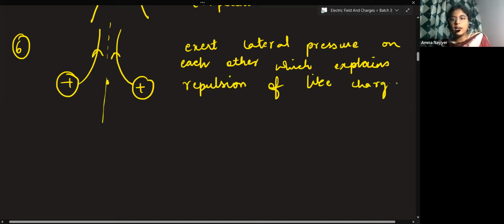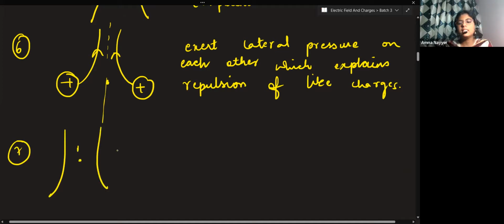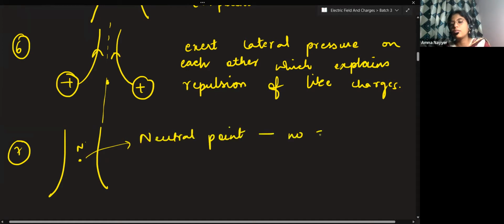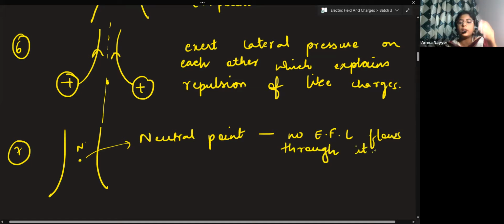Now, this point that I am talking about, this point where no electric field line moves, is called a neutral point. This point is known as a neutral point, and no electric field line flows through it. Through the neutral point, no electric field lines flow.